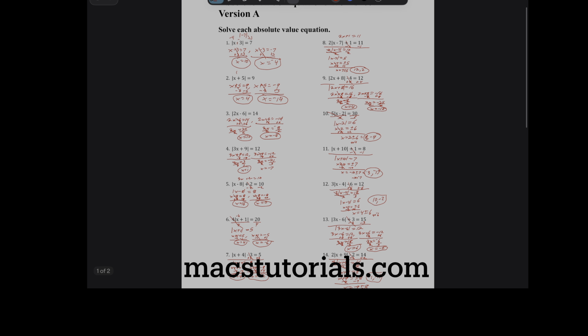All right, well, that was version A. So I've got two more versions. I know that's a little bit long, but if you go through these, you guys are going to be a pro. You're going to get an A on that test, and you're going to feel really confident in math. So go for it, and I'll see you on the version B.